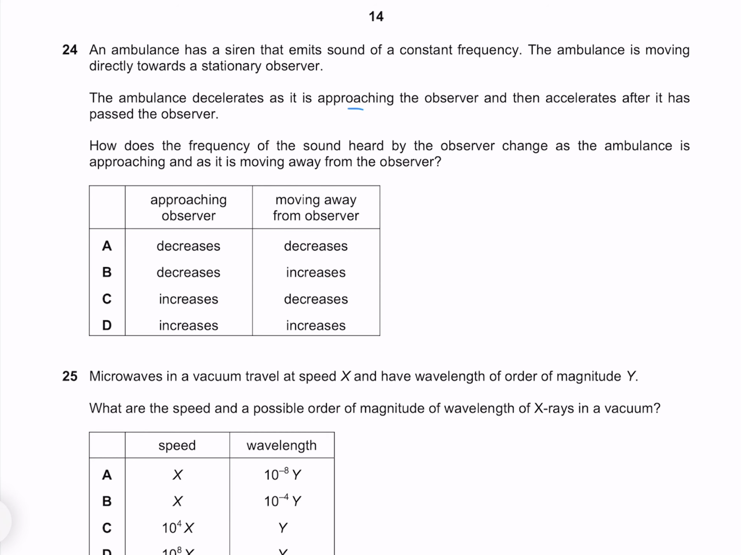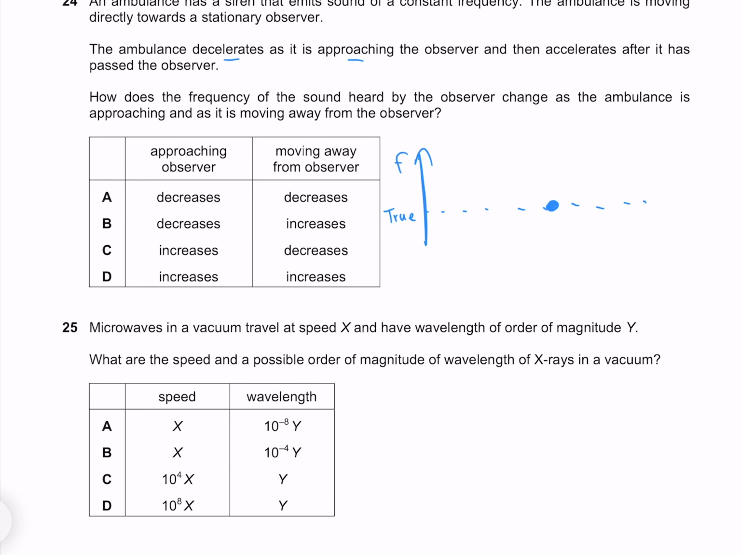As the ambulance is approaching, it is decelerating, which if we graph the frequency and have the true frequency here, and put the observer here, our observer is going to observe an increased frequency, but because the ambulance is decelerating, the Doppler shift is going to be decreasing, and therefore the frequency is going to be decreasing. Now, as the ambulance is moving away, it accelerates, which means its velocity away is going to be increasing, and our Doppler shift is going to be increasing as well, which means our frequency is also going to be decreasing. So our answer is A.